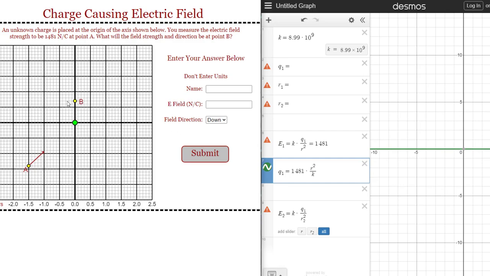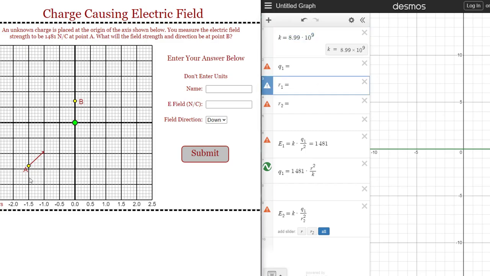Now, in order to find the field at point B, what we're first going to have to do is find the actual charge of the particle over here, because I don't think they actually tell us. They only tell us what the field is at point A. So let's first write down what we know. We know that k is 8.99 times 10 to the 9. That's just a fundamental constant. Should be in your textbook.